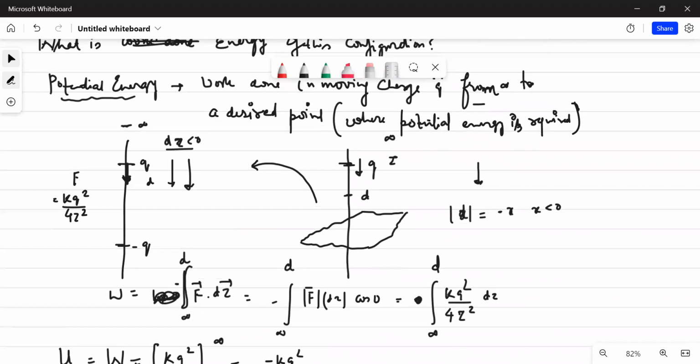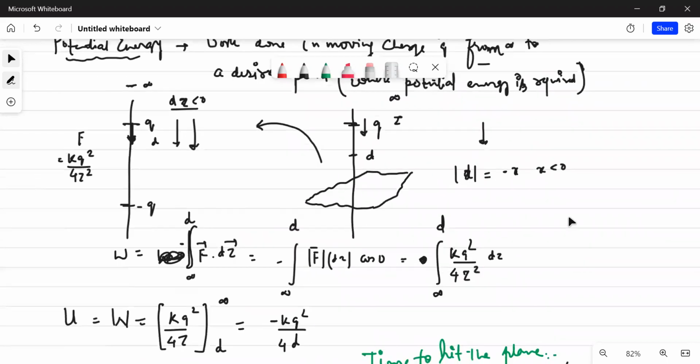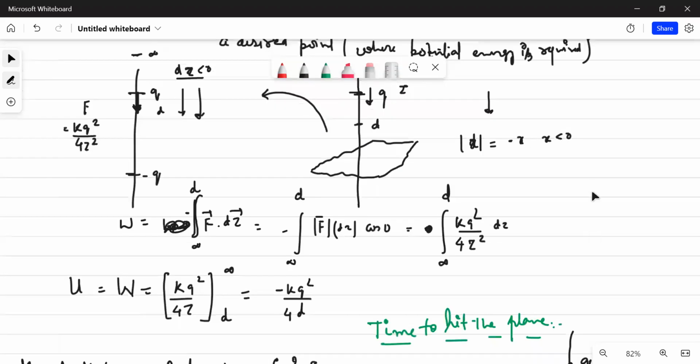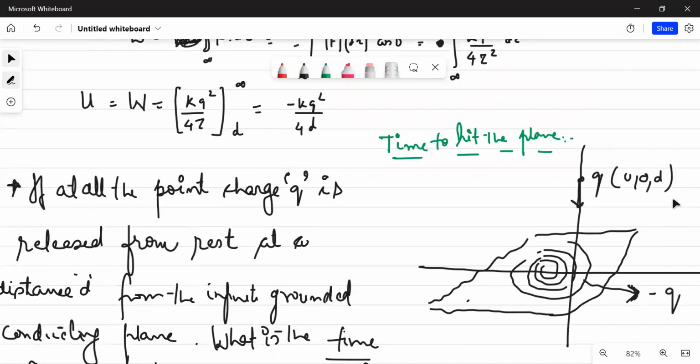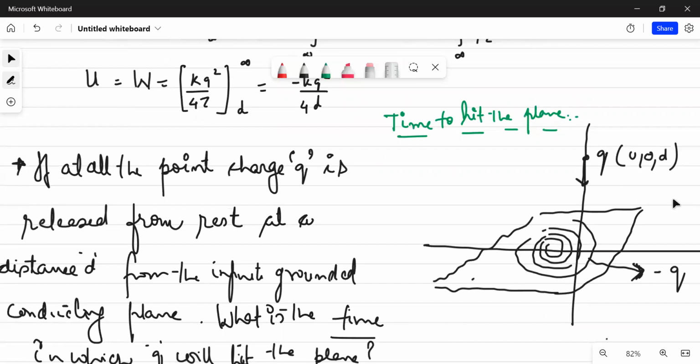Okay. Now, let us do a few more things today. One thing is very clear: because of this charge q, which is placed in front of my infinite grounded conducting plane, minus q in totality would be induced on the surface of the conducting plane. Since minus q is induced, you can clearly see that this charge q would feel a force towards the conducting sheet, and because of this force, there would be a time when it will hit the plane.